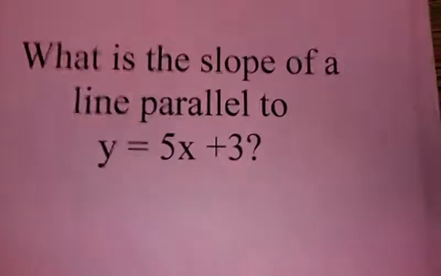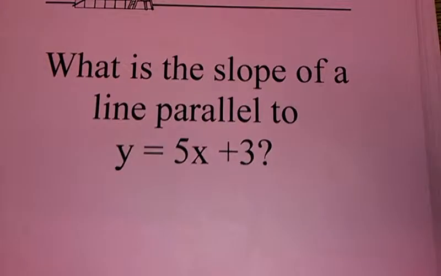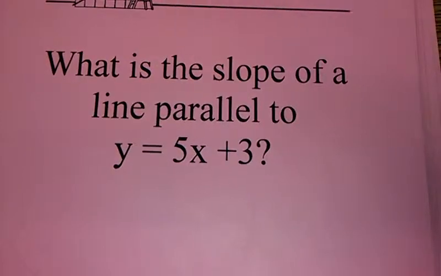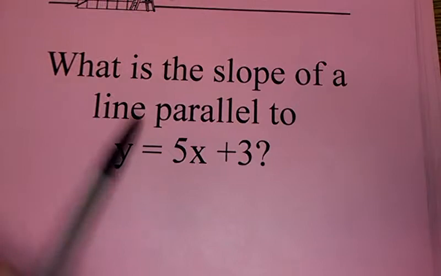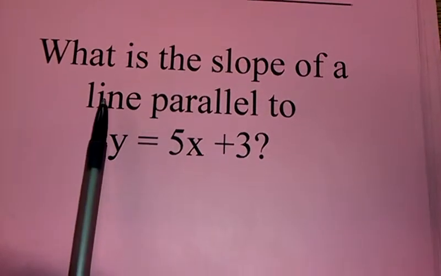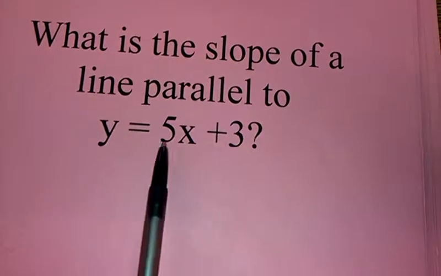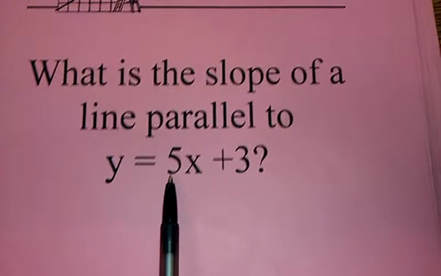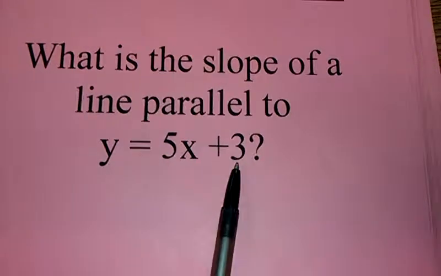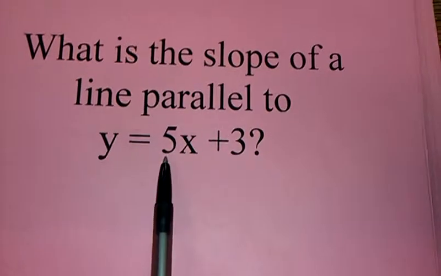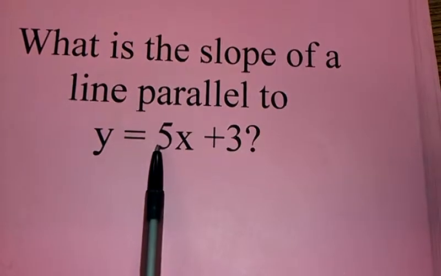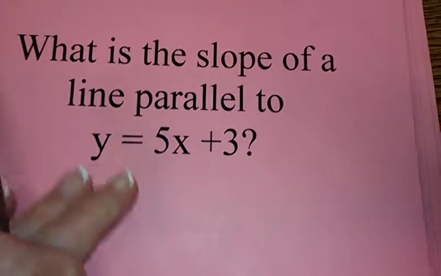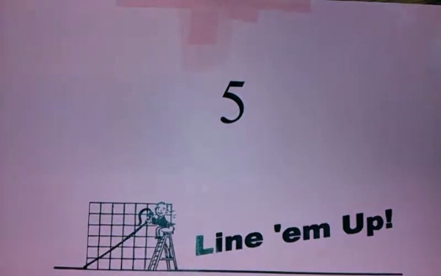The next one you would go to right here is, what is the slope of a line parallel to y equals 5x plus 3? When two lines are parallel, that means they have the same slope. In this equation right here, the number that's in front of x is the slope. This is the y-intercept. The y-intercept is 0, 3. The slope is 5. So when lines are parallel, they have the same slope. That means the next card you would find is 5.